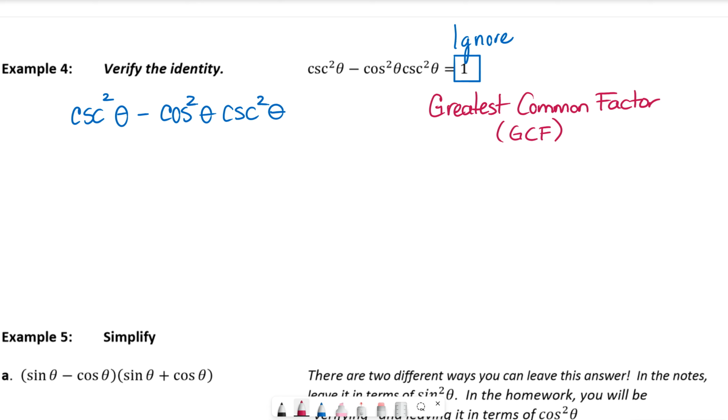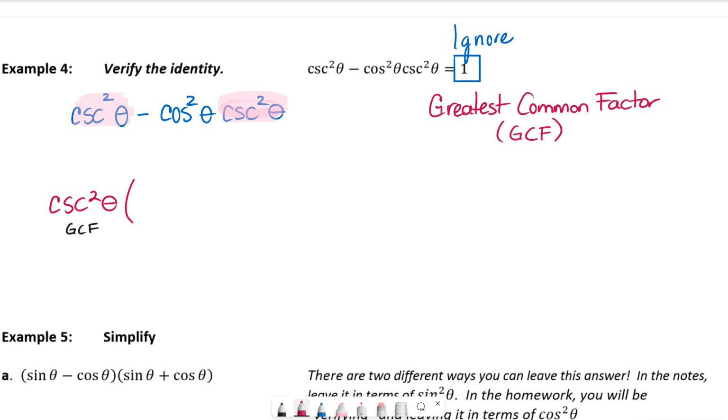Okay, we find the greatest common factor in this problem. So what I want you guys to notice is that if you look at this problem, this term is common in both: cosecant squared. So I need you to identify whatever your greatest common factor is, and then you write it down. Whatever you see is in common, you write it down. So that is the GCF.